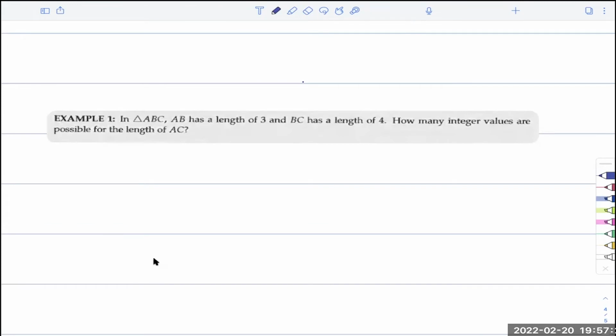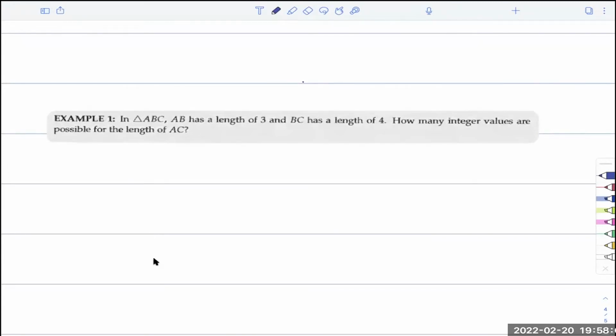So wouldn't it be 6? What do you mean it would be 6? So it says how many integer values are possible for AC, and since the sum of 2 has to be greater than the third, 6 is less than 7, sir. So that's the max possible. So I could get a 6, I could get a 5, you could get a 4, so you do a 1. Not 1? Yeah, because if I took 1, then 1 plus 3 is equal to 4.